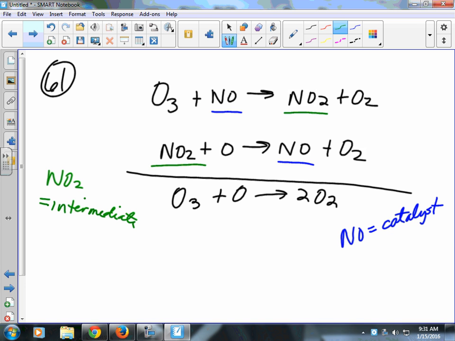Okay? And that's all you have to know about that. It's a homogeneous catalyst because it's all gases. I just didn't write it down. Okay? And that's it. Other than calculating activation energy, that's the end of kinetics.